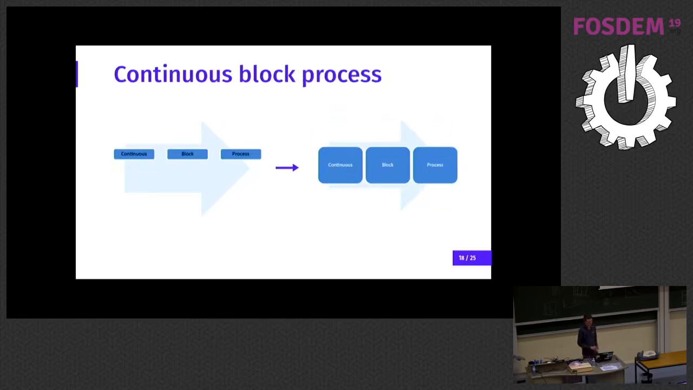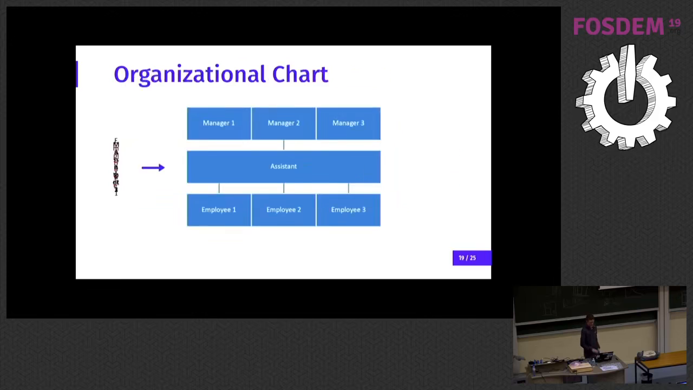Then we have one more process type, this continuous block process, where again the size of the shape was just so small that if you had enough content, then the content was cut off. The last type I was recently working on is this organization chart, which is pretty complex.